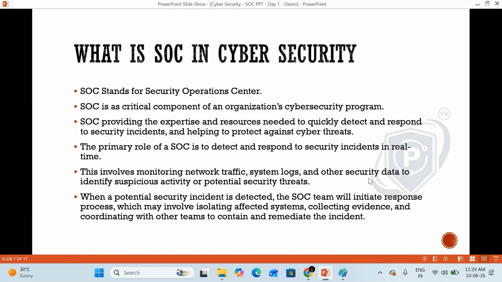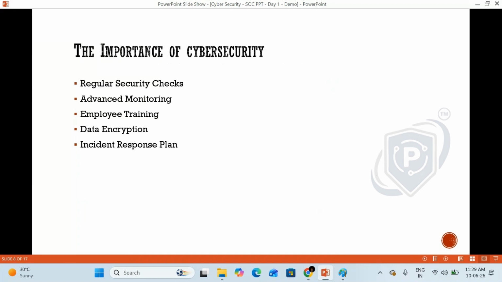That's my point. So that means they always need to do regular security checks, advanced monitoring, employee training, data encryption, and an incident response plan. They need to initiate the incident response plan if any potential security threat is identified. Got my point?